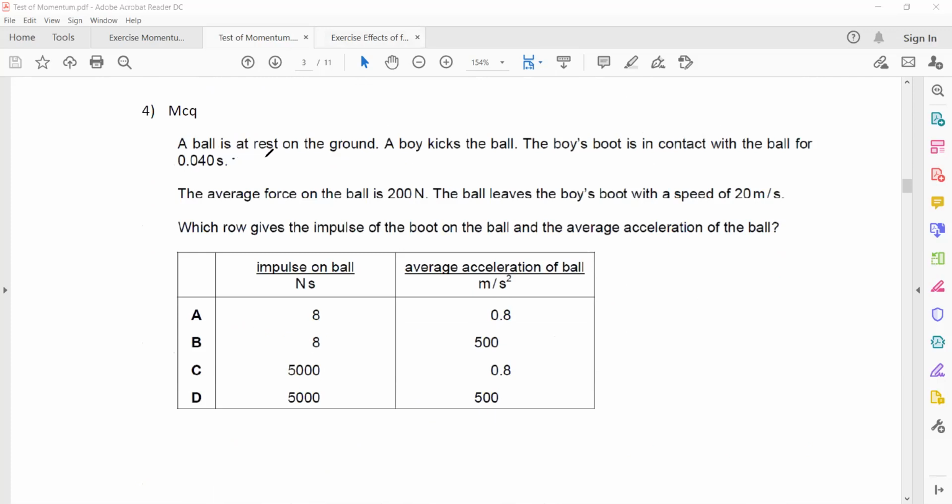A ball is at rest on the ground. A boy kicks the ball. The boy's boot is in contact with the ball for 0.04 seconds. The average force is 200 Newton. The ball leaves the boy's boot with a speed of 20 meter per second. Which row gives the impulse of the boot, meaning change in momentum, on the ball and the average acceleration?